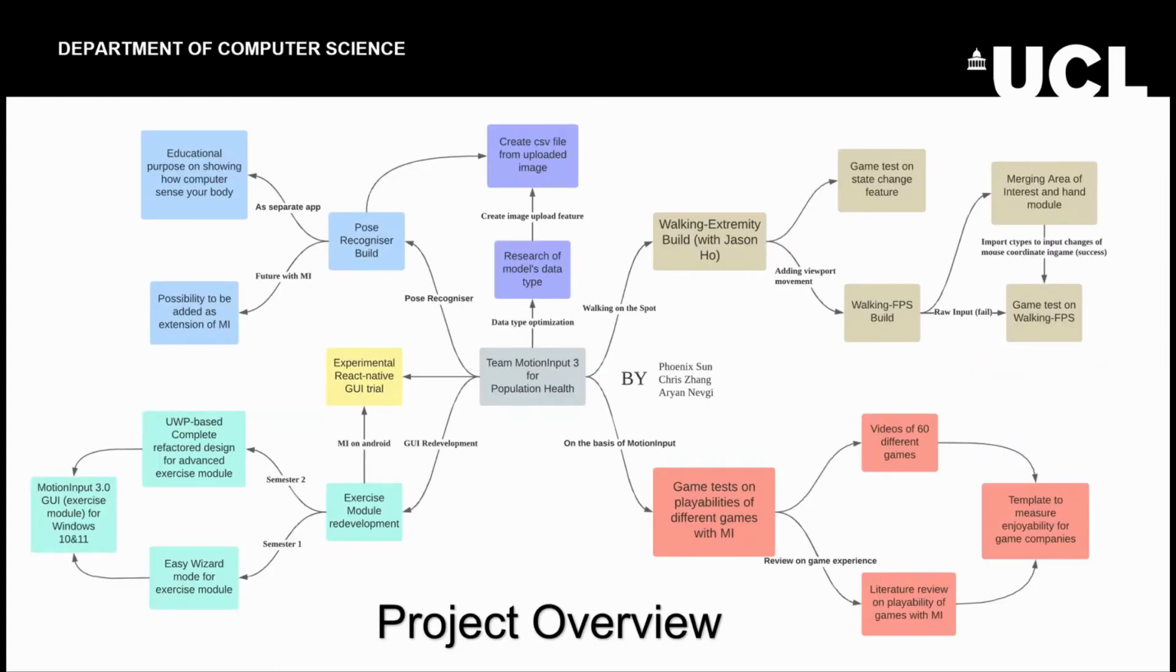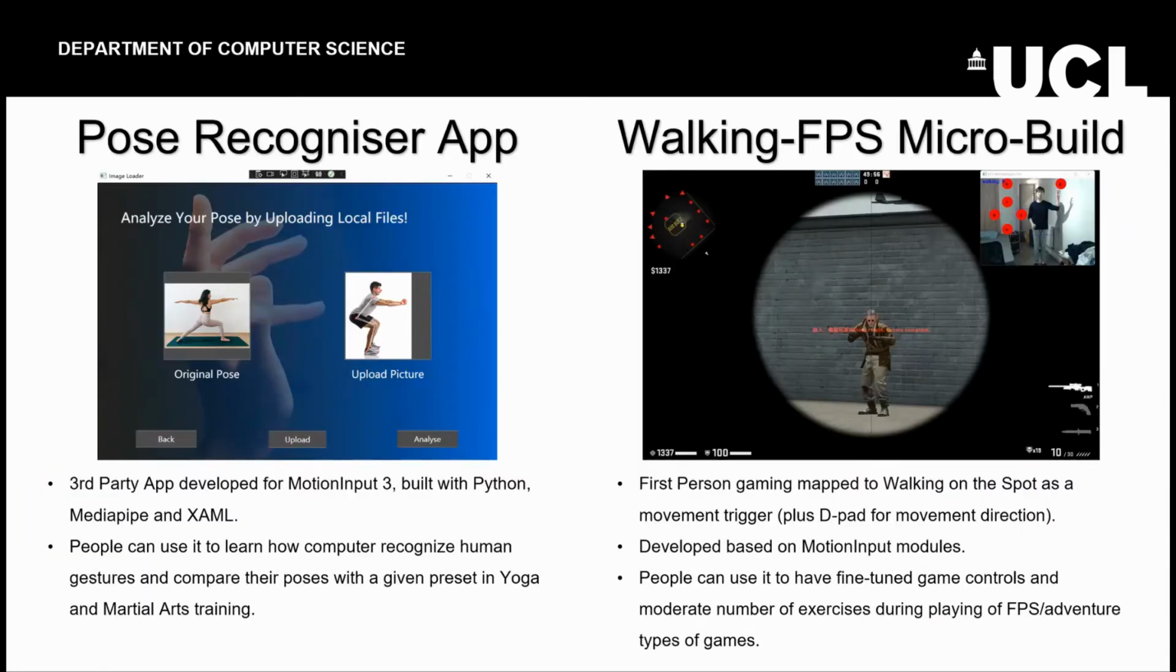On PowerPoint is our project concept map. In total, 4 deliverables were produced. 1 research and 1 experiment based on our application were performed. And then, first, we will introduce Pose Recognizer, the third-party app for motion input.